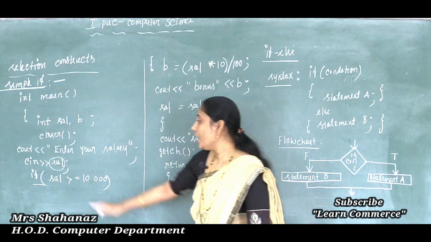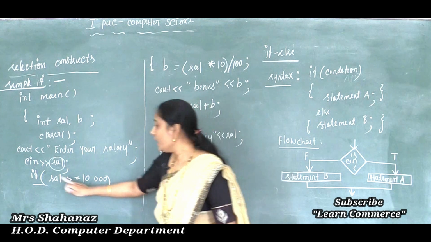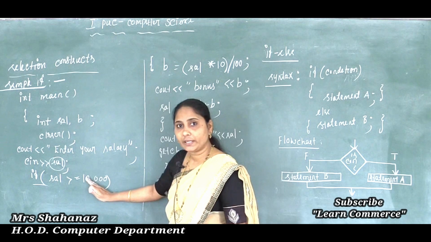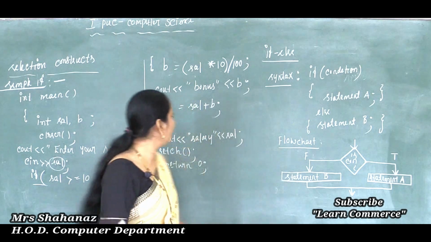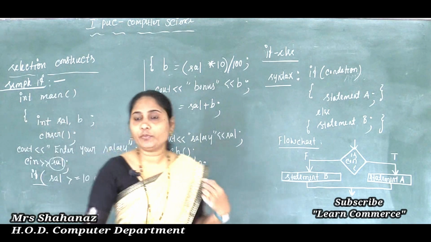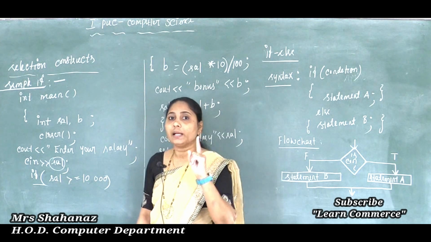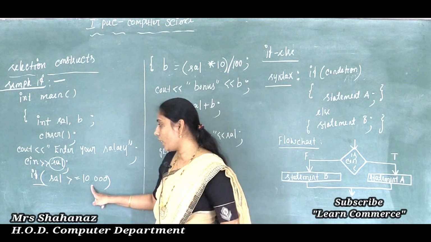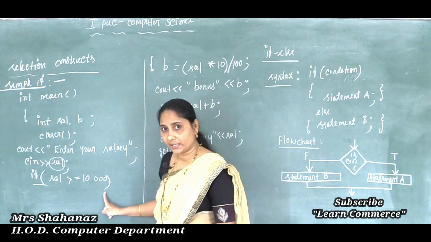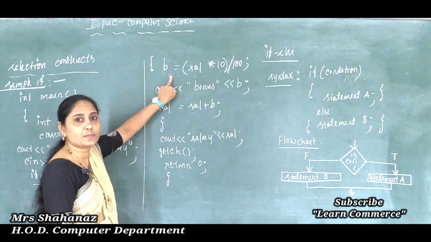And later I am using one condition. The condition is: if sal greater than or equal to 10,000. Clear this point? If sal is greater than or equal to 10,000, if the condition is true, then only it is going to display the statement. Clear this point here? What's the condition? The condition is salary greater than or equal to 10,000. If the condition is true, then only it is going to execute the statement.